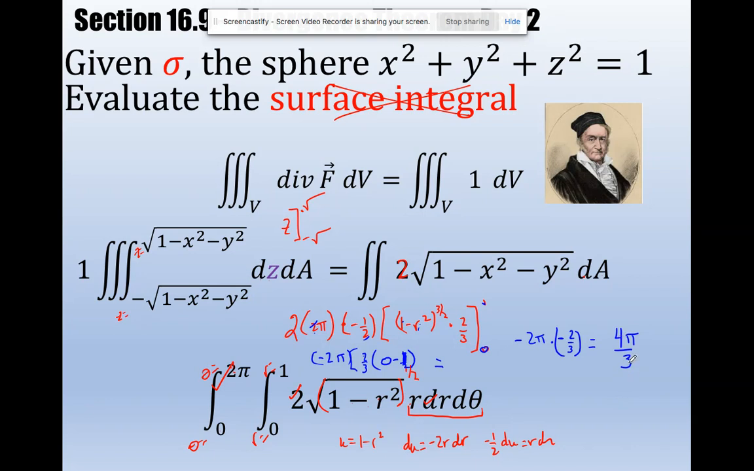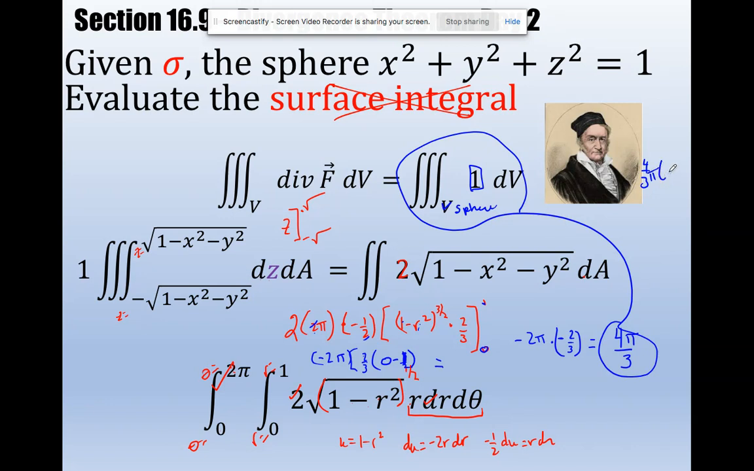Hey, I kind of expected that, didn't I? I was doing a triple integral with an integrand of just 1, which is the volume of a sphere. This was 4/3 pi r cubed, but what was the radius? 1. Math is so cool.